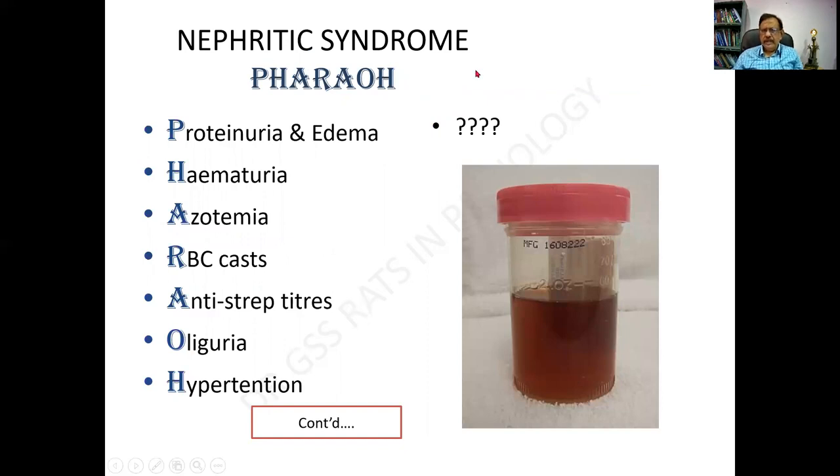Nephritic syndrome is another condition, and usually when this is asked, the students misanswer it and write the nephrotic syndrome. For the nephritic, I have already covered it, but let us recollect the mnemonic PHARAOH: proteinuria and edema, hematuria, azotemia, RBC cast, antistreptolysin O titers, oliguria, and hypertension. So this is nephritic, previous is nephrotic. Please remember both, of great importance.